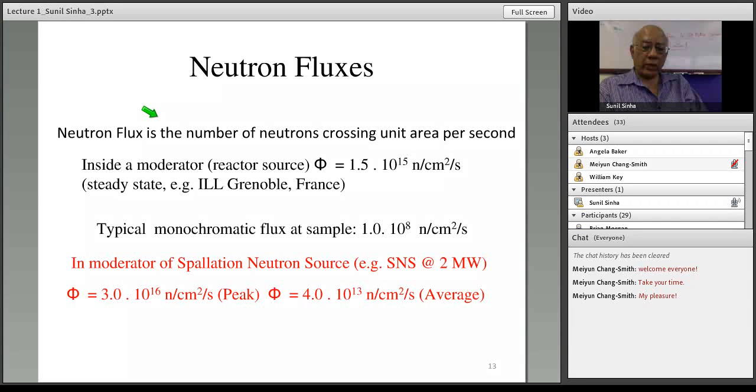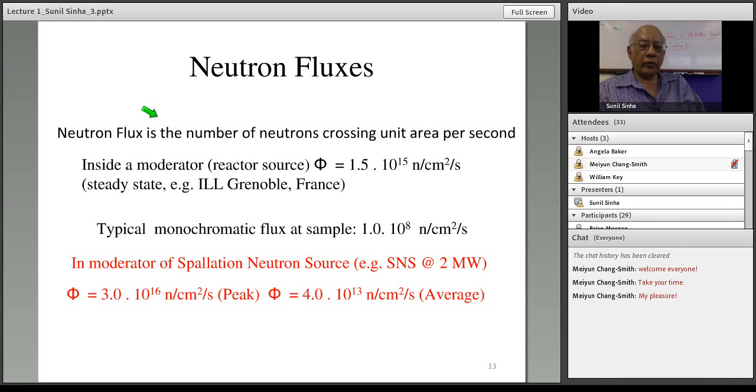For this, you can produce a monochromatic flux after monochromation, which is falling on the sample, which is probably what's relevant, of about 10 to the 8 to 10 to the 9 neutrons per square centimeter per second. That's what you're dealing with after you monochromate and you want to do a scattering experiment.